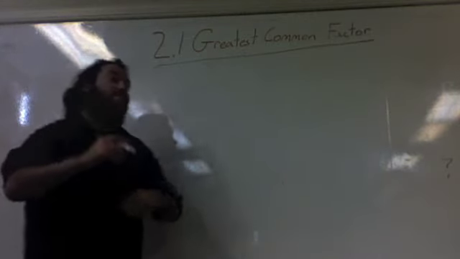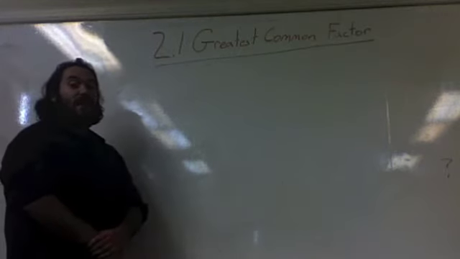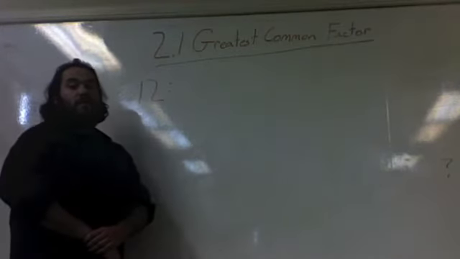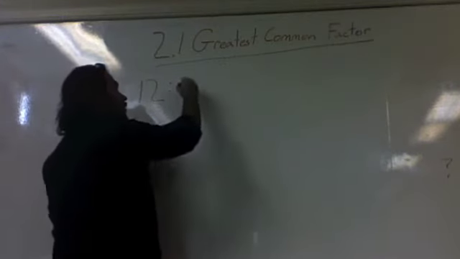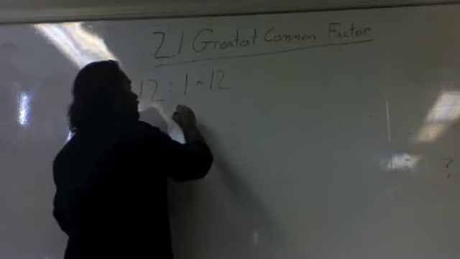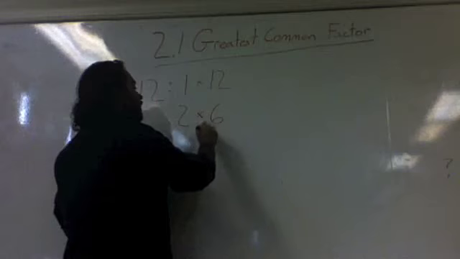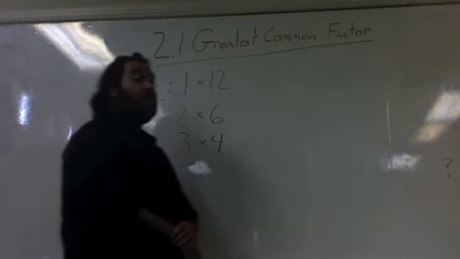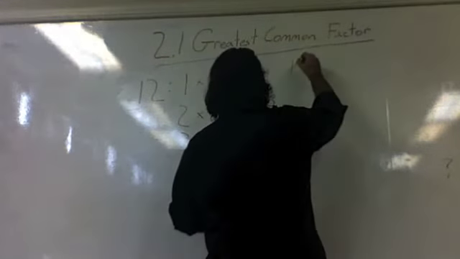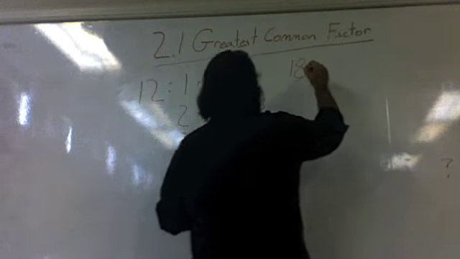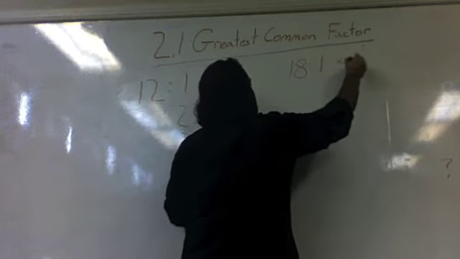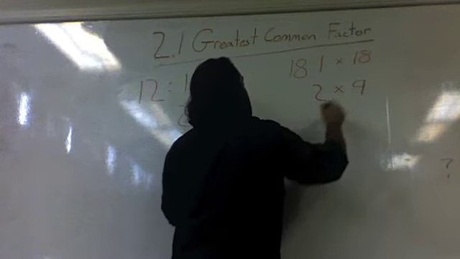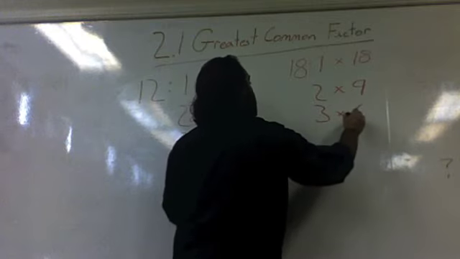For example, if we were looking for the greatest common factor of 12 and 18, the factors of 12: 1 times 12, 2 times 6, and 3 times 4. The factors of 18: 1 times 18, 2 times 9, 3 times 6.